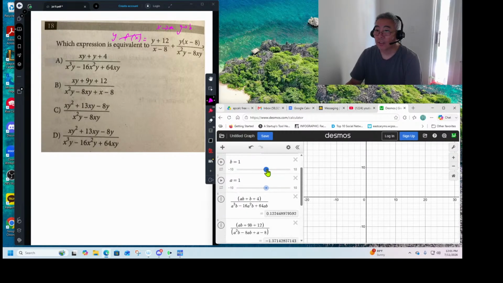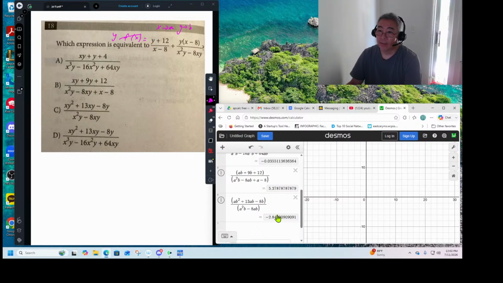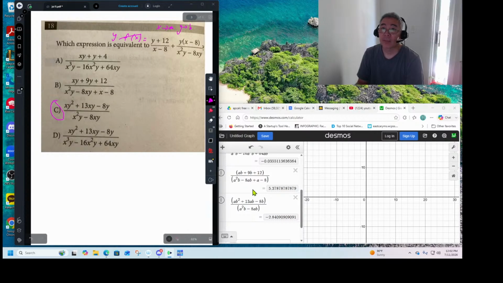Just to make sure, I'm going to change b to some other value, and I'll change a to some other value. Now, the first one is negative 2.84, and this one is also negative 2.84. So that means the answer is this C expression.